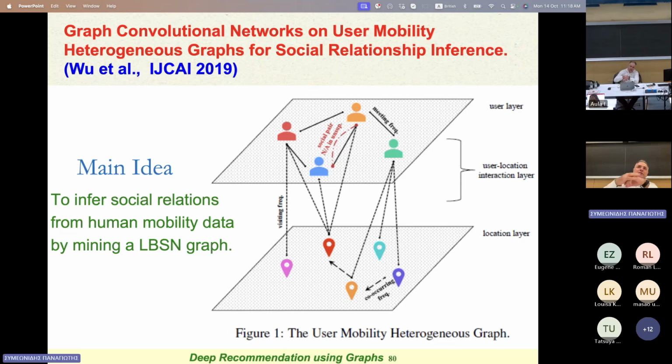Okay, so let's begin with the second session of this tutorial. For those who have just arrived, this is a tutorial in deep recommendation using graphs. This tutorial is based on 2 chapters from my book, Deep Recommender Systems with Python. I have 2 sample copies here for those who want to see them in more detail.